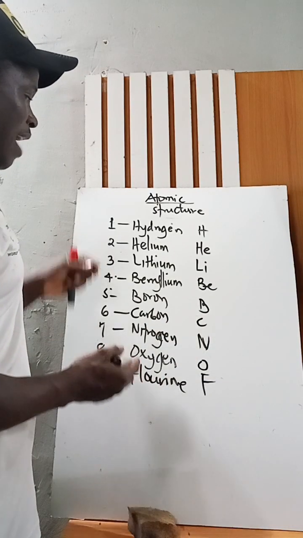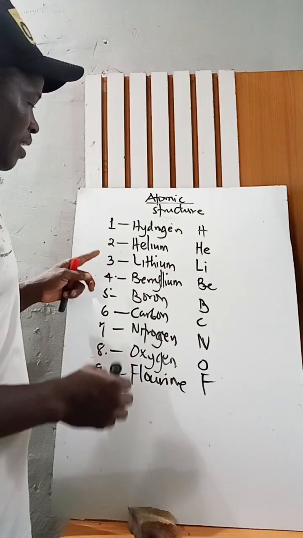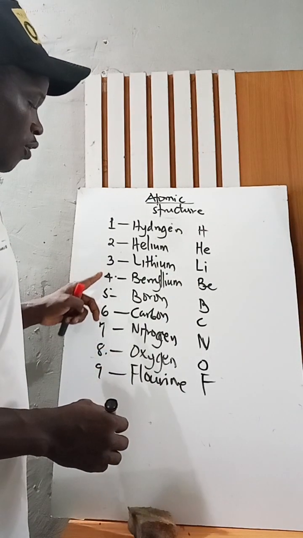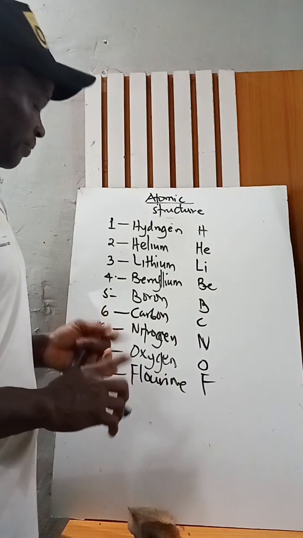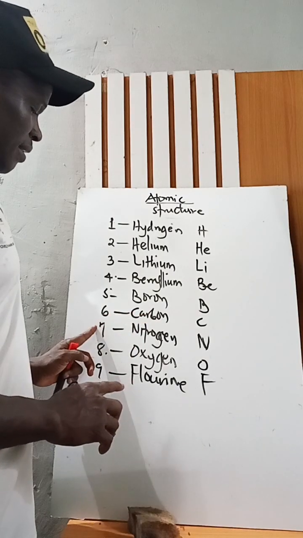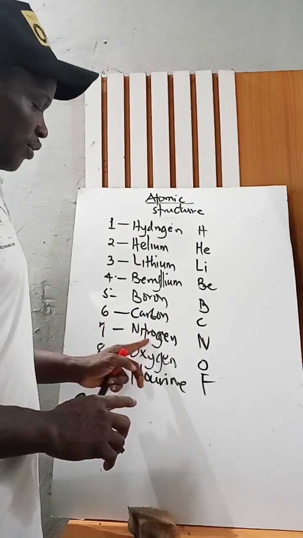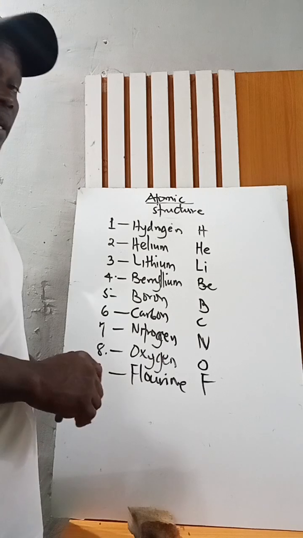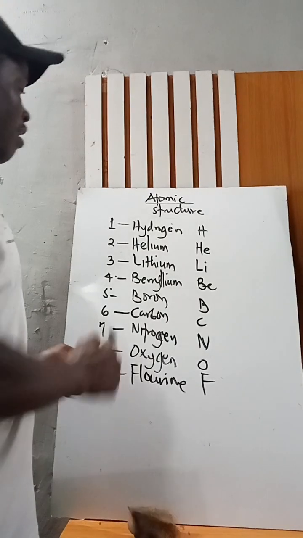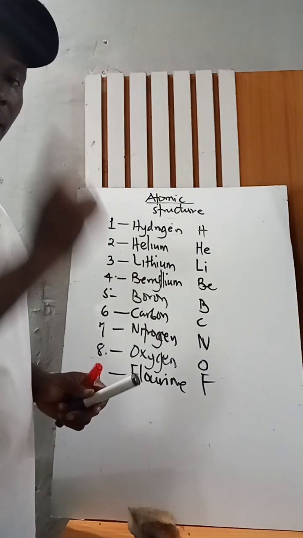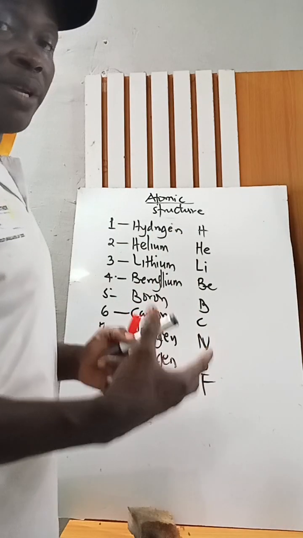So I have 1 hydrogen, helium is 2, lithium is 3, beryllium is 4, boron is 5, carbon is 6, now 7 for nitrogen, oxygen is 8, and then 9 is fluorine. All these numbers here are known as the atomic numbers.